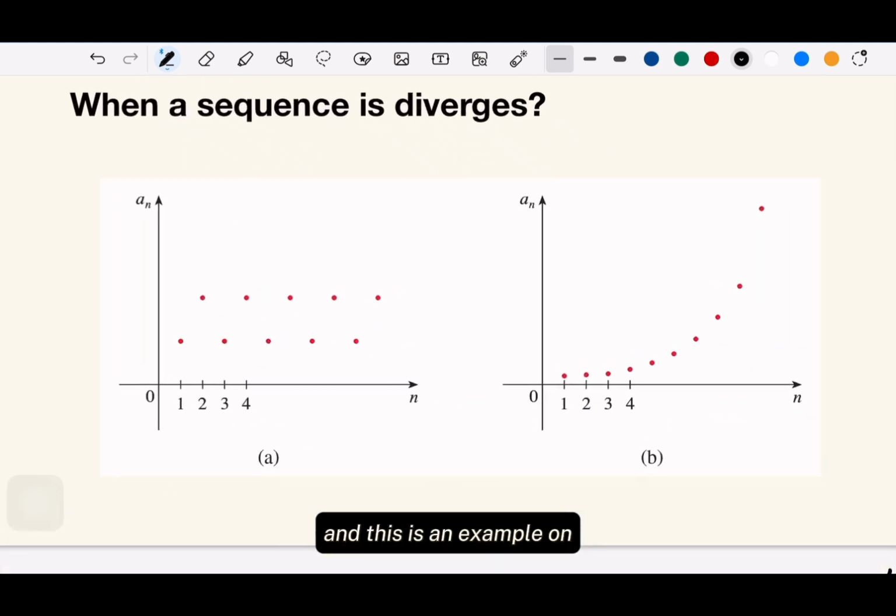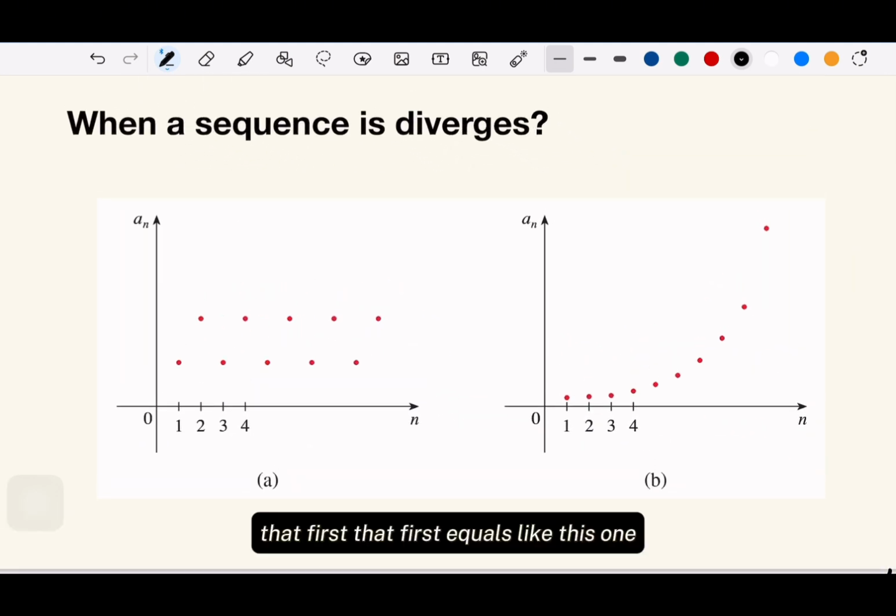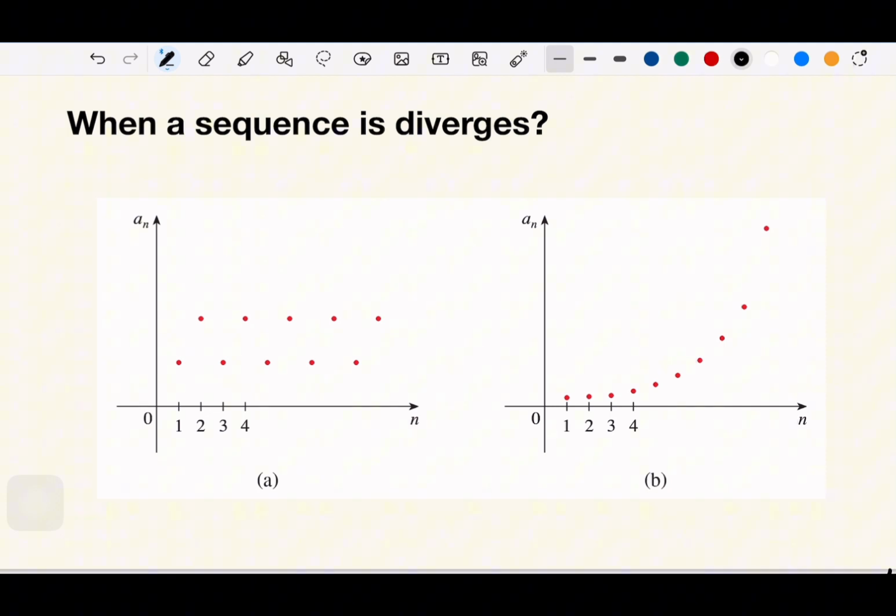And this is an example of a divergent sequence. Like this one, it goes up and down with the same value, which means it never reaches any L. It doesn't have any consistency. We say converge because it goes to at least close to one value, and it's consistent, like close to 1, maybe 0.9, 0.8, or 0.999, and then getting close to 1.